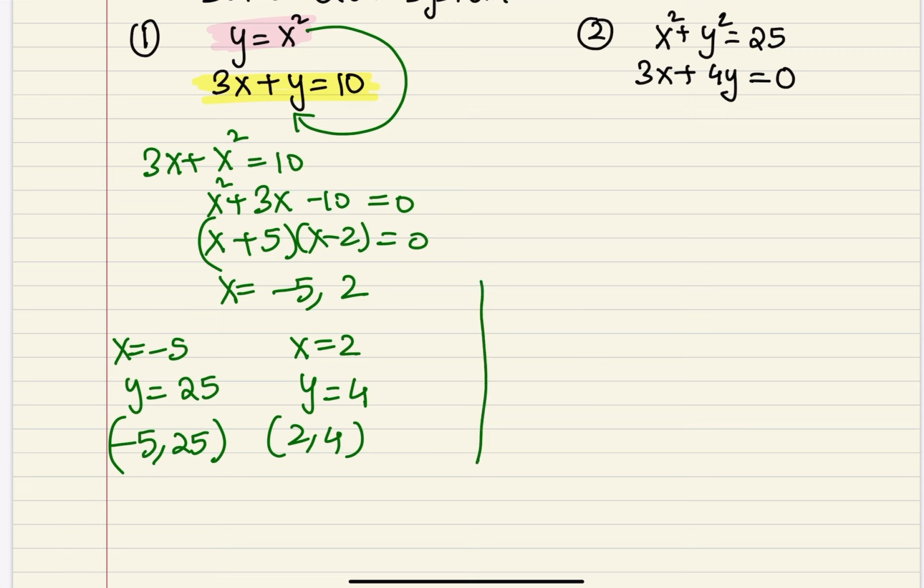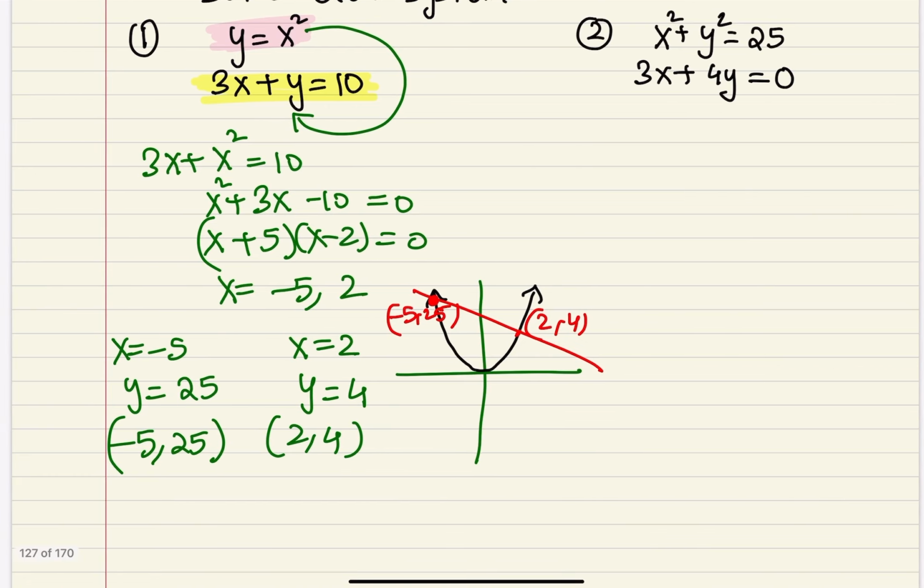If I were to think about this graphically, I have a parabola, y equals x squared, and a line. So this is a very rough sketch. This is where 2, 4 is, and this is where negative 5, 25 is. Again, this is a very rough sketch, not drawn to scale.